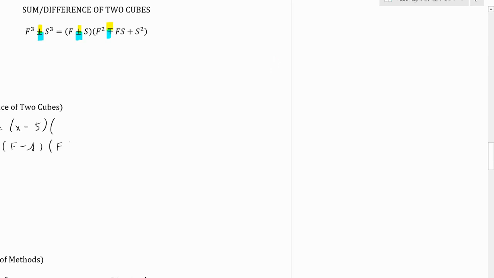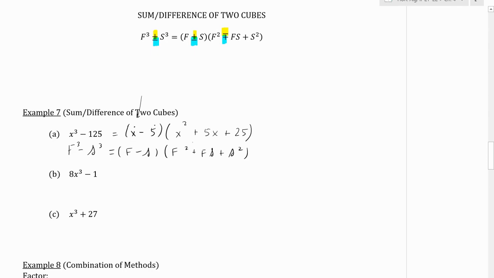Now for the rest of the factor, you take the first one and square it. You put a plus sign. It always changes signs. You do the first times the second. X times 5 is 5x. And then you add in where you square that 5. And that is how to factor it.